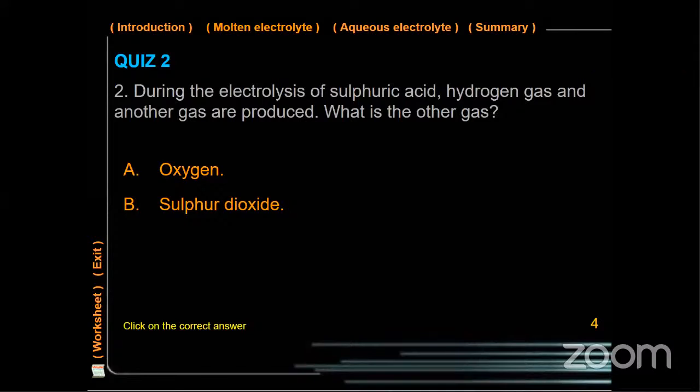All right, try this one. During electrolysis of sulfuric acid, hydrogen gas and another gas are produced. What is the other gas? Anybody wants to try that one? Quick in the chat. What do we see? Oxygen. Yes, hydroxide is discharged because hydroxide and sulfate would be at the anode, and the hydroxide is discharged preferentially because it is much lower in the electrochemical series.